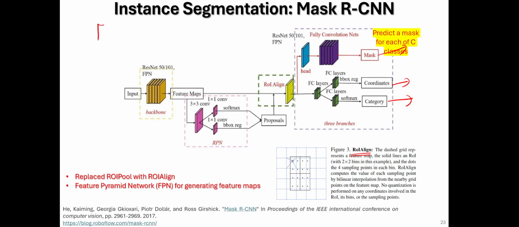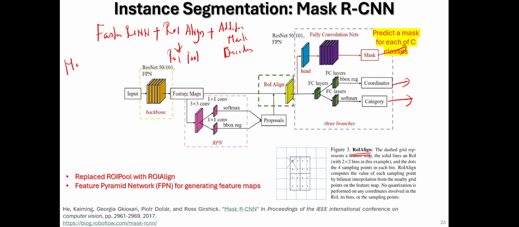Okay, so I would put it this way: Faster RCNN plus ROI-Align. Okay, so that will replace ROI pooling, plus an additional mask, or this is the encoder or decoder part, in fact, is what makes it Mask-RCNN. Okay, so this is the idea.